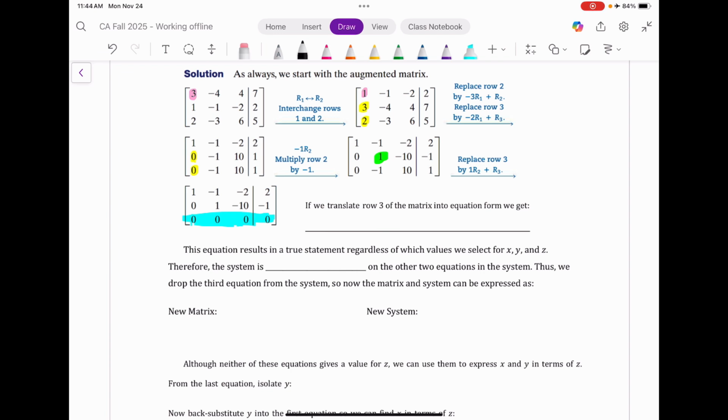So if we translate this last row of this matrix back into equation form, we get 0x plus 0y plus 0z equals 0, or 0 equals 0, which is a true equation. Which means this system is dependent on the top 2 rows only. So we end up dropping that last row because it's irrelevant for finding the solutions. So we just focus on the top 2 rows. So this is our new matrix.